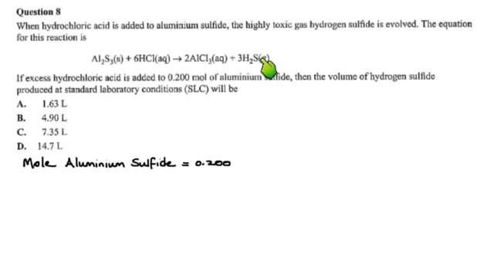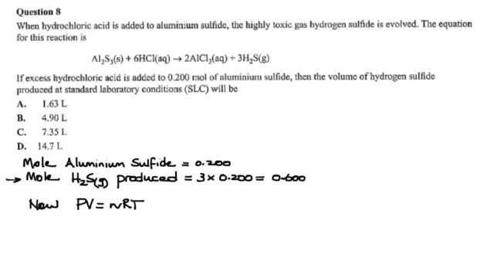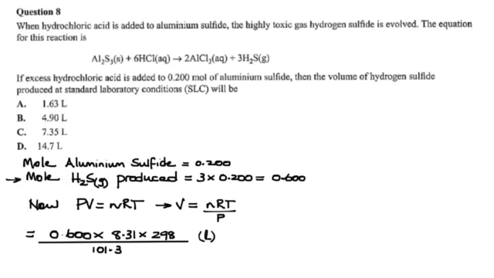This produces 3 times the molar amount of this. So if we've got 0.200 moles of aluminium sulfide, guys, then we're going to have 3 times that much of hydrogen sulfide gas, which would be 0.600 moles, and we've got PV equals nRT. We're going to solve it for V, the volume. So therefore V is nRT over P. We've got n is 0.600, R is 8.31, T is in Kelvin, 298, which is SLC temperature, and 101.3 is the pressure at standard laboratory conditions, which will get us 14.7 litres.